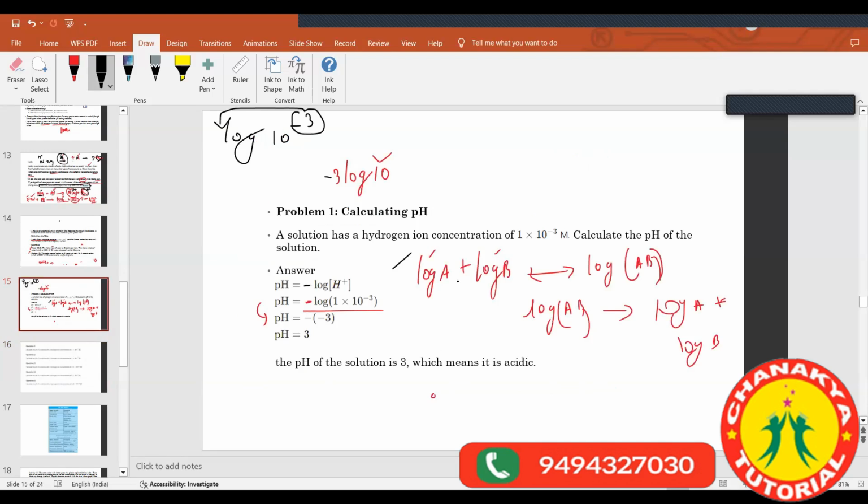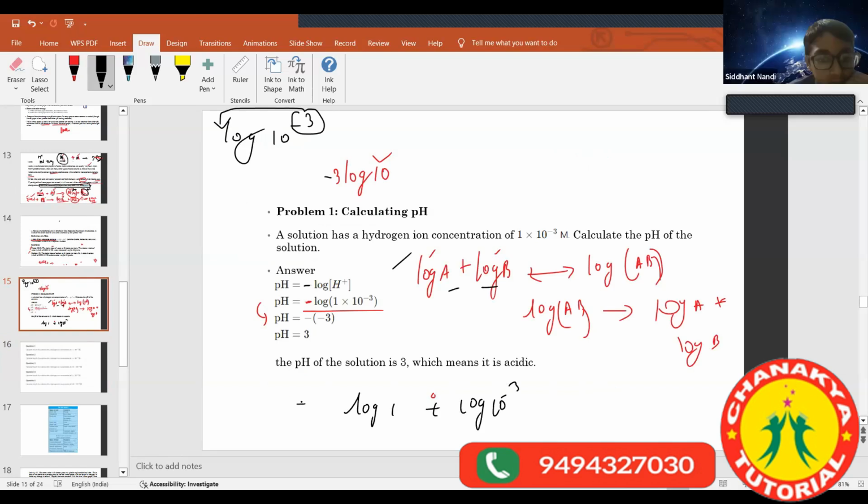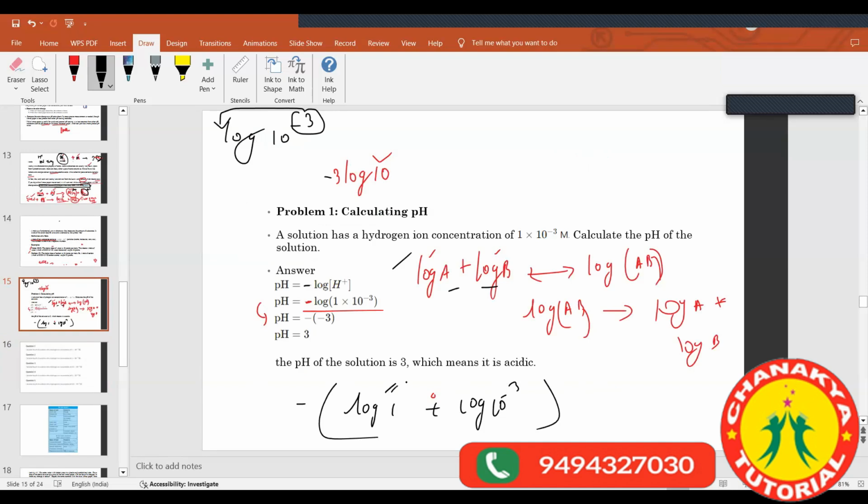First you apply the log A and log B formula and rewrite it as log of 1 plus log of 10 power minus 3. And then this minus will be outside. Don't worry about that minus. Now log 1 is equal to 0. So 0 plus, actually this is not plus, this will be minus, because this minus 3 will come now.